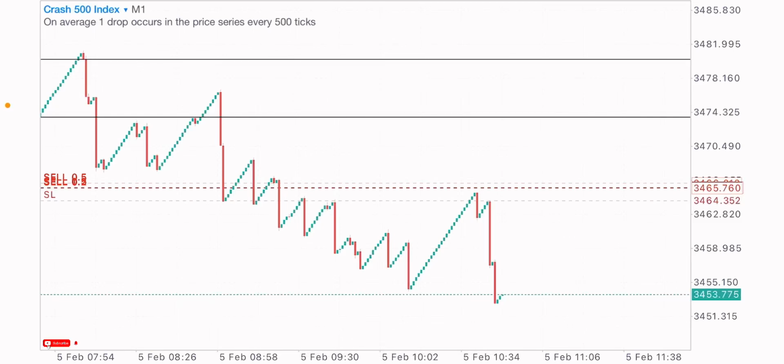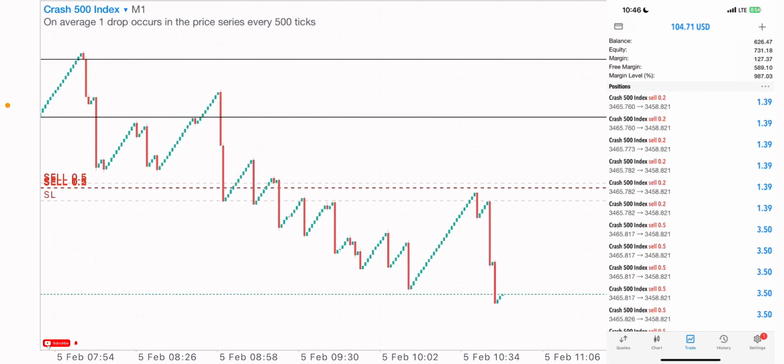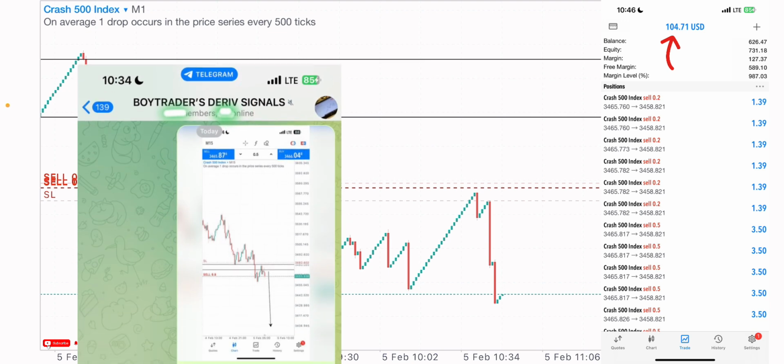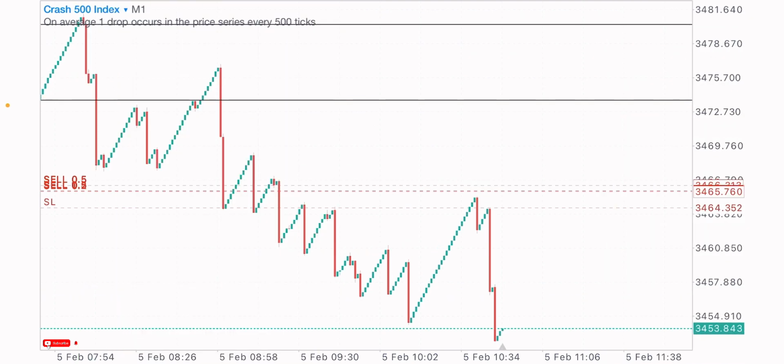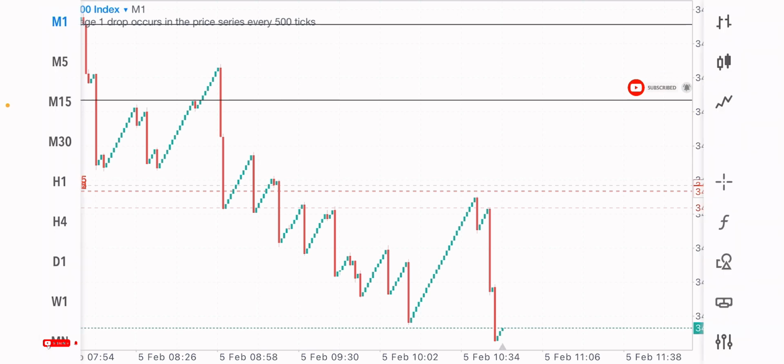I took this wonderful sell trade on Crash 500 index and I shared this sell signal to my VIP members. You can see how well it's moving in profit. This index sold massively to the downside, right? So what's the market analysis? What made me sell Crash 500 index at this zone?